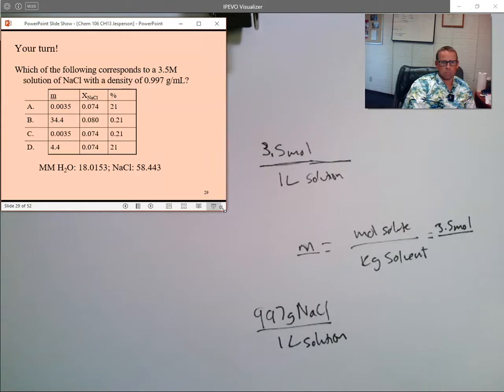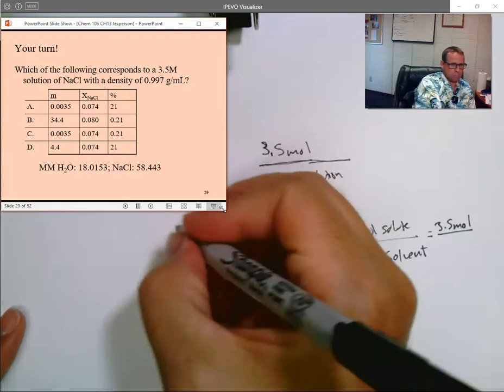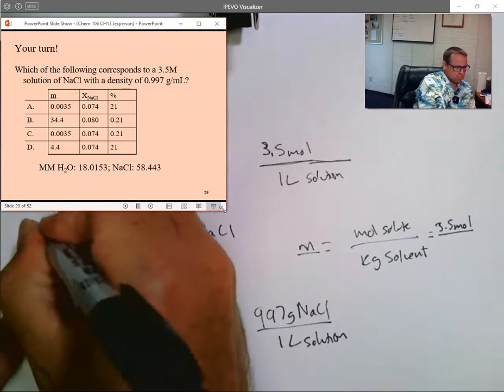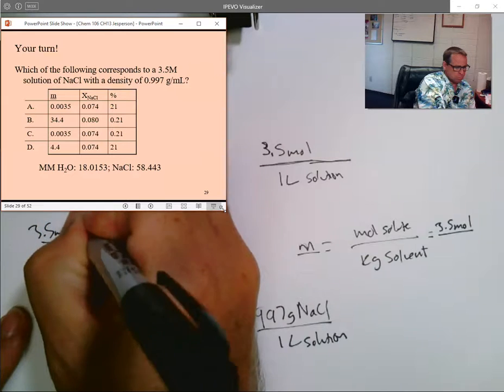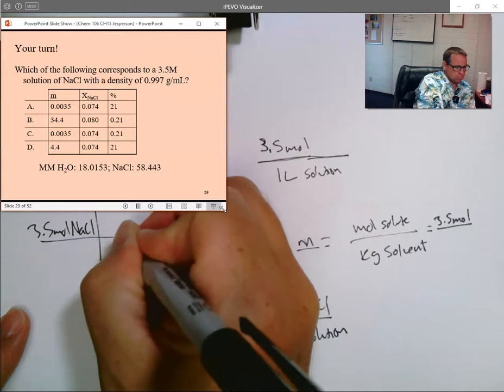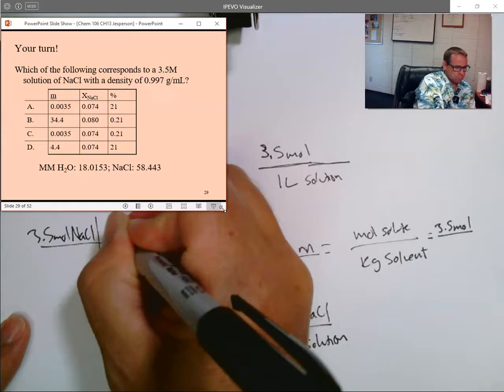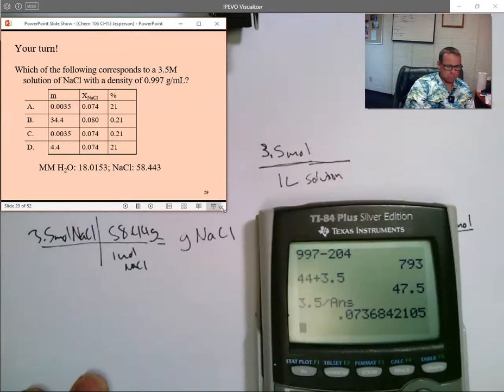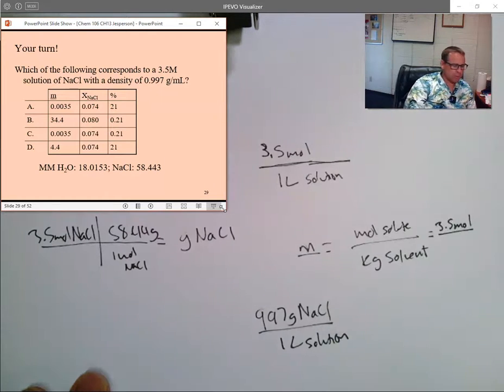Okay, so to find out how many grams of water we have, we need to figure out how many grams of NaCl we have. So we have 3.5 moles of NaCl, so you can just multiply that by its molar mass, which is 58.44. And that gives you 204.6, I believe. Okay, 204.5. Yeah.